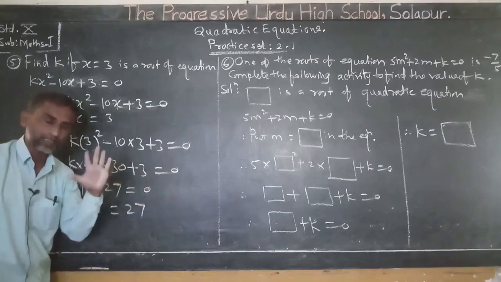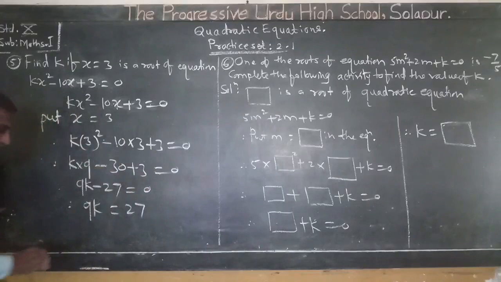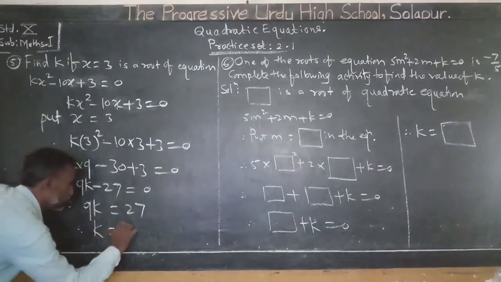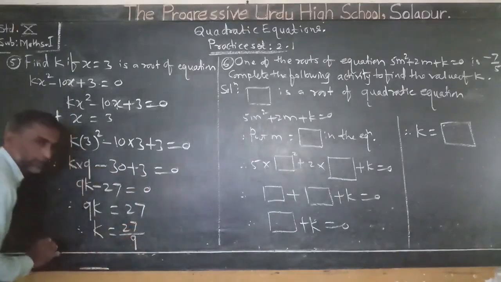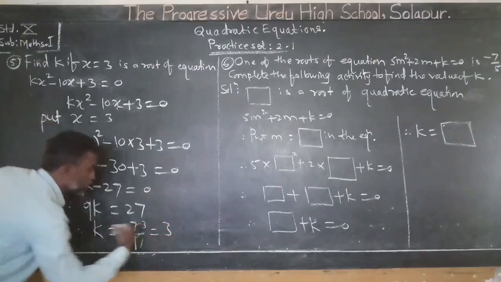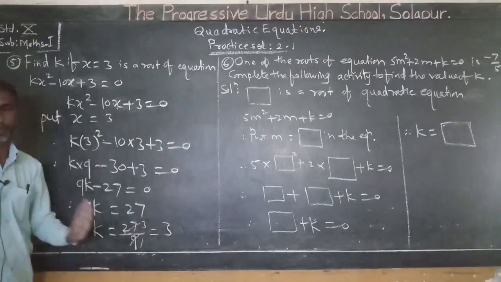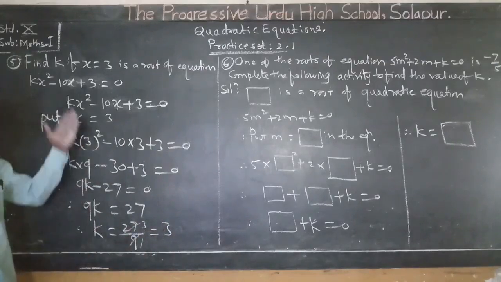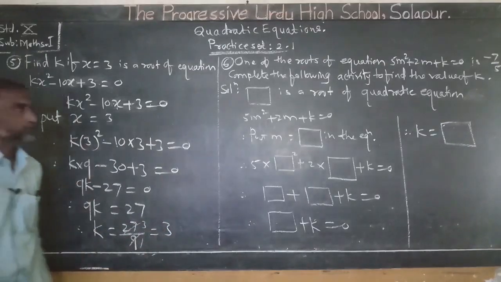Take it to the right hand side. Now, dividing each term by 9. Therefore, k is equal to 27 upon 9. 9 ones are 9, 9 threes are 27. So, the value of k is 3. In this way, we can find the value of k.